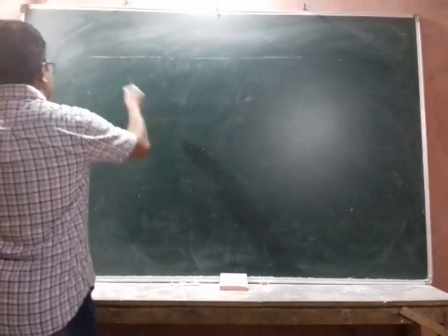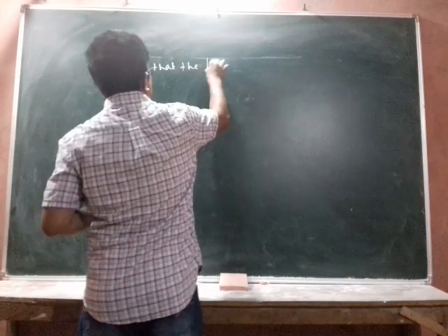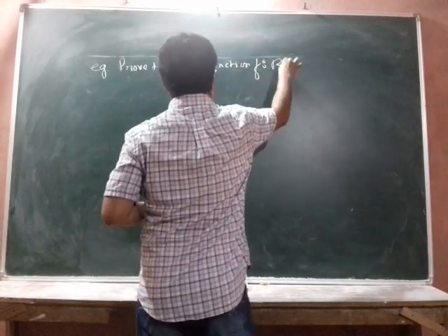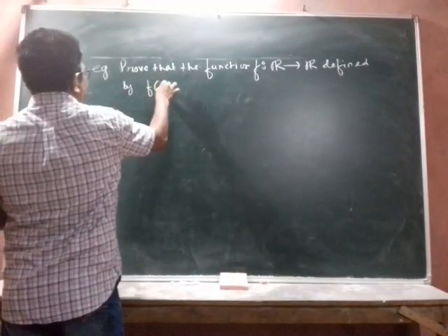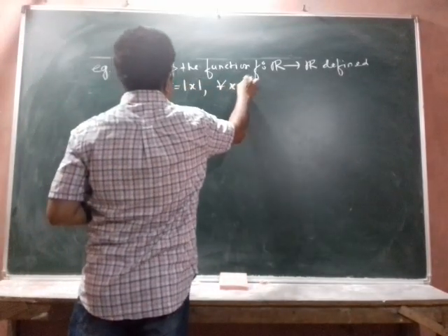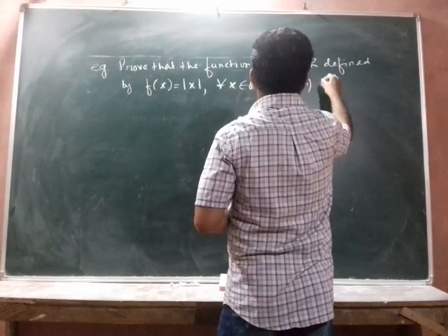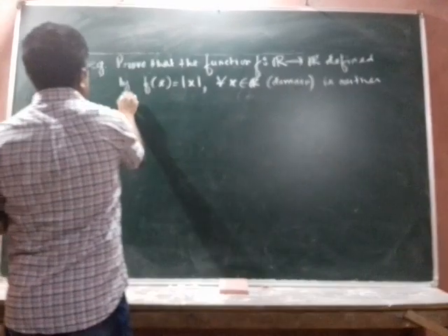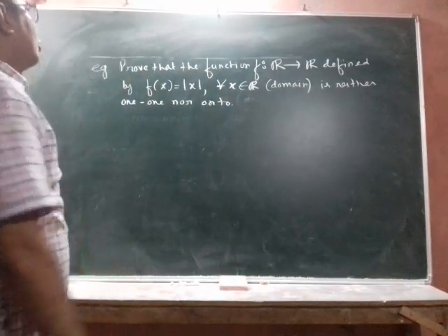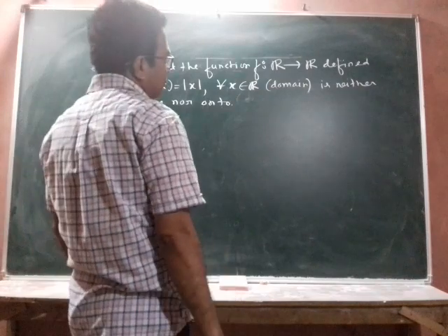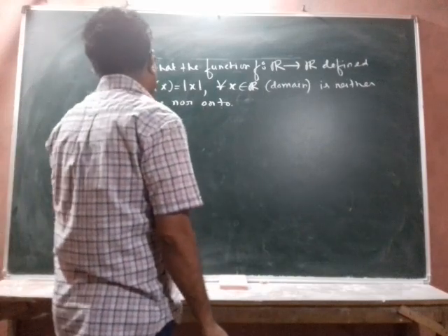So next example I am going to take is this one. Prove that the function f from real numbers to real numbers defined by f(x) = |x| for every x belonging to the real number domain is neither 1-1 nor onto.